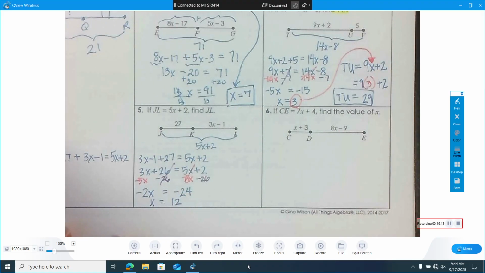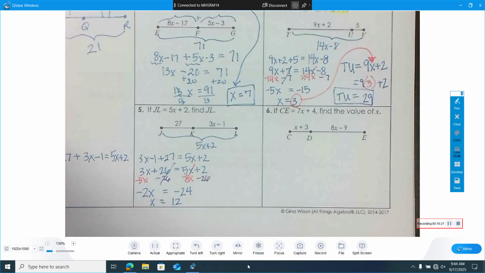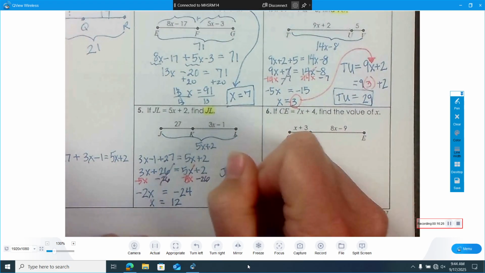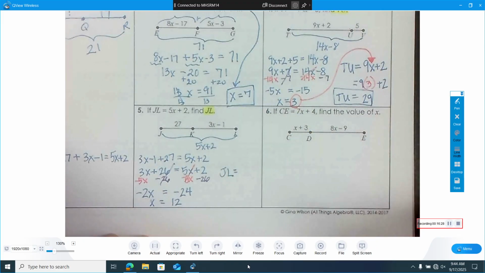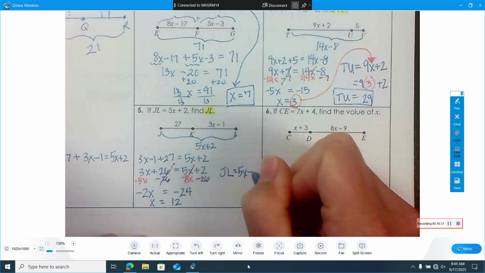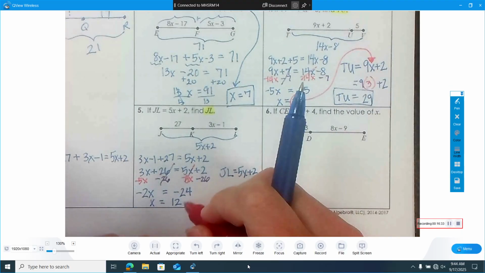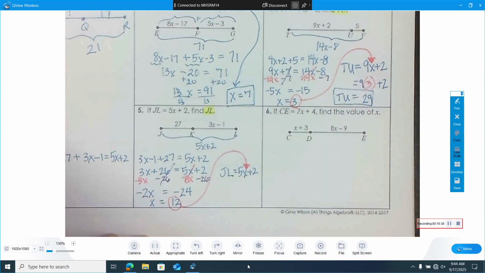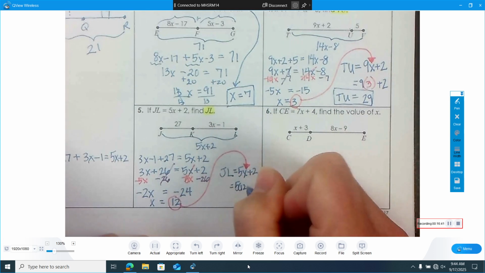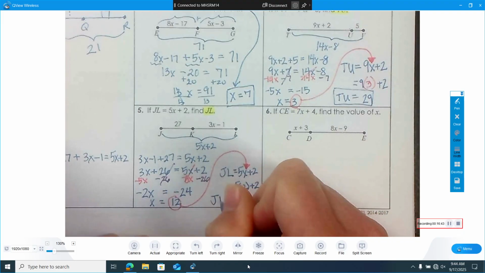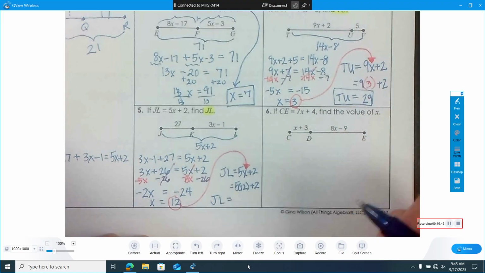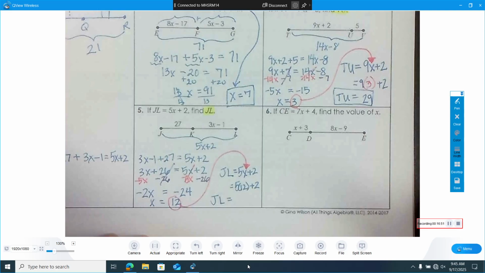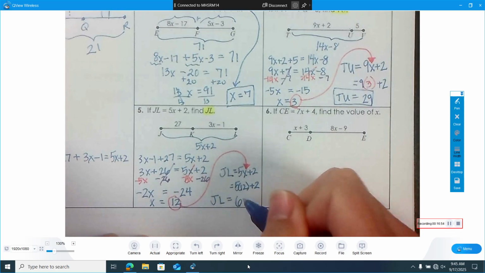Are we done? No. We want to find JL here. So once again, we've got one more step. JL is what? 5x plus 2. Good. And then what? Plug the 12 in place of the x. So we have 5 times 12 plus 2, so JL equals 62. 5 times 12 is 60, plus 2 is 62.